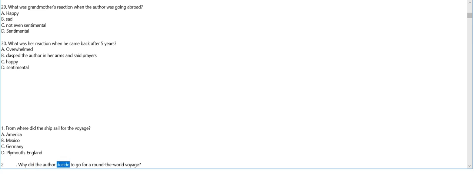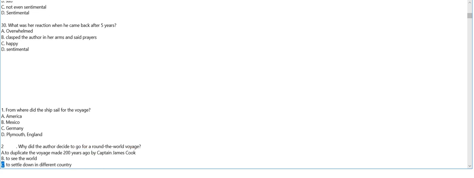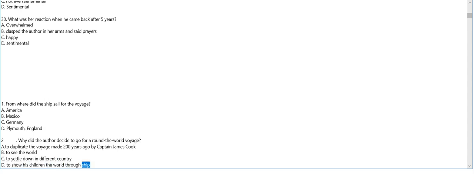2. Why did the author decide to go for a round-the-world voyage? A. To duplicate the voyage made 200 years ago by Captain James Cook. B. To see the world. C. To settle down in different country. D. To show his children the world through ship.